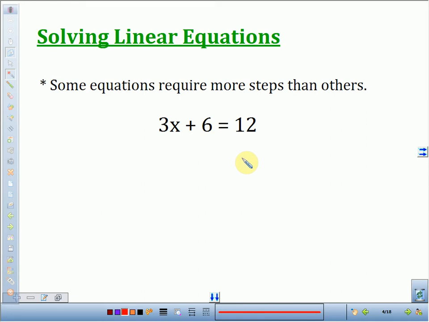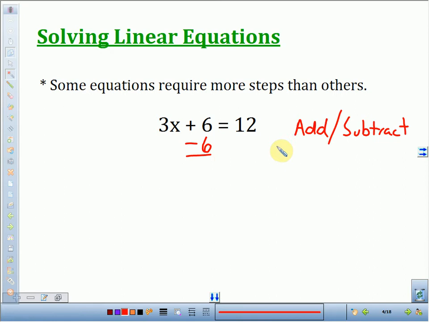When I begin a two-step equation, I always want to start by either adding or subtracting every time. I will never want to multiply or divide first in a two-step equation. I will always add or subtract. Now, since I am adding 6, I want to perform the opposite operation. The opposite of addition is subtraction. So I will subtract 6.